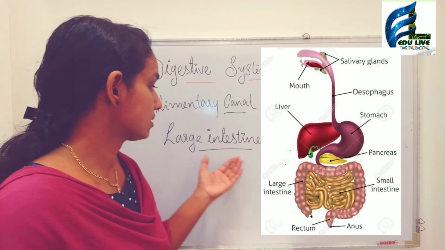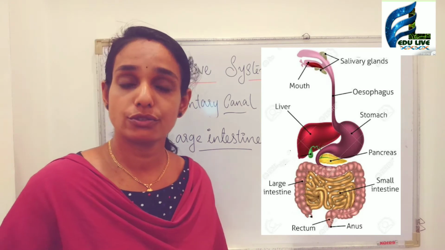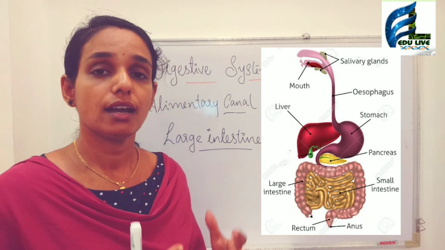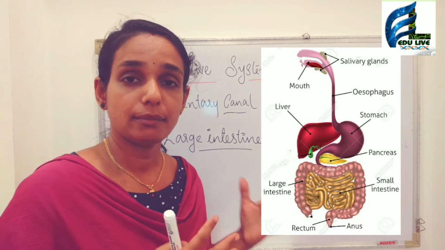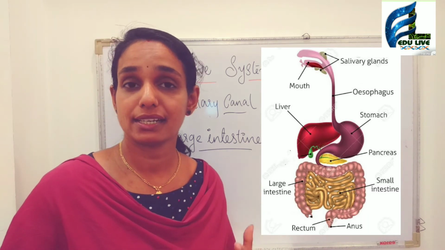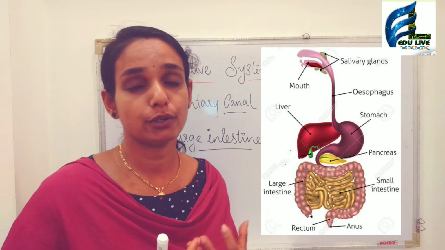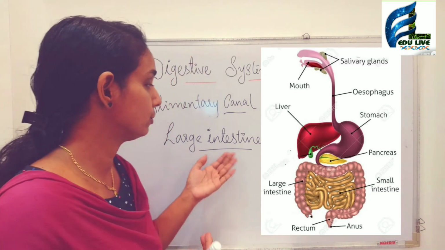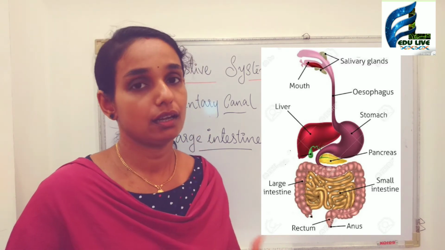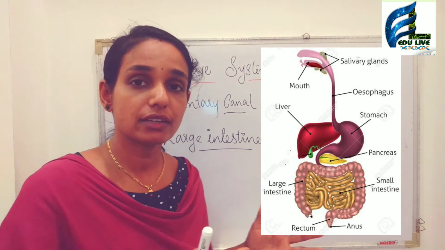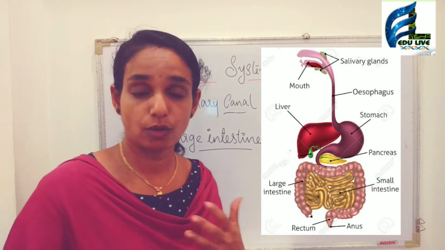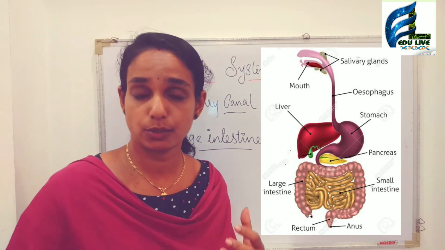The last part is large intestine. It is also a coiled structure. ഈ ഒരു പാർട്ടിന്റെ മെയിൻ ഫംഗ്ഷൻ എന്ന് പറഞ്ഞാൽ വാട്ടർ മിനറൽസിന്റെ അബ്സോർപ്ഷൻ ആണ്. അതുപോലെ തന്നെ വൈറ്റമിൻ കെ പ്രൊഡ്യൂസിങ് ബാക്ടീരിയാസും ഈ ഒരു ലാർജ് ഇൻറ്റസ്റ്റൈനിൽ നമുക്ക് കാണാൻ കഴിയും. ഇവിടെ വെച്ചിട്ട് നമുക്ക് അബ്സോർപ്ഷൻ നടക്കുന്നുണ്ട്, വാട്ടർ മിനറൽസിന്റെ അബ്സോർപ്ഷൻ നടക്കും.